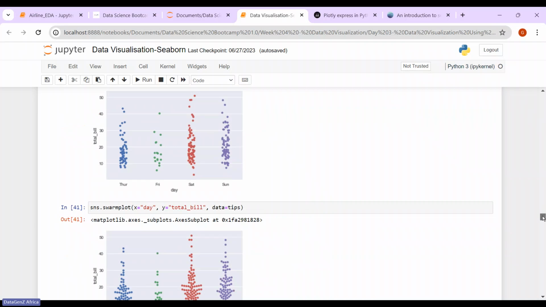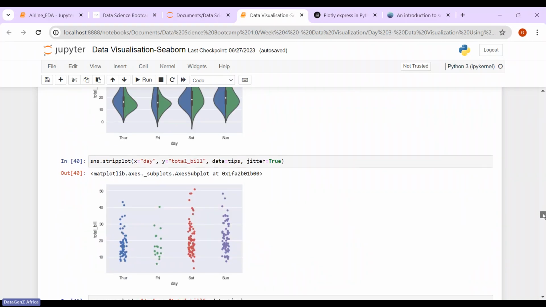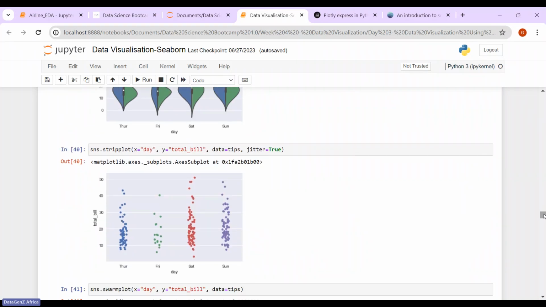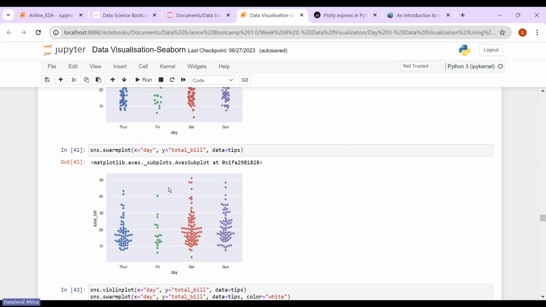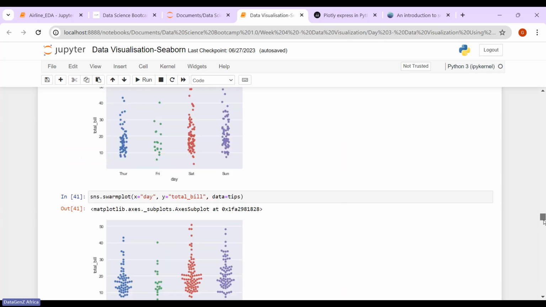Okay, so we can look at the swarm plot, the strip plot too. The strip plot is just showing you the size. You can see that more people are eating on Saturday and Sunday compared to other days. Okay, here, if you look at this one plot, here is day against total bill, right? Same thing, you can see the relationship between the days. All right, so it's still the same plot, but different ways of visualizing them.